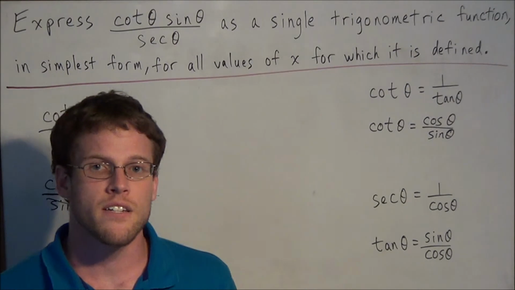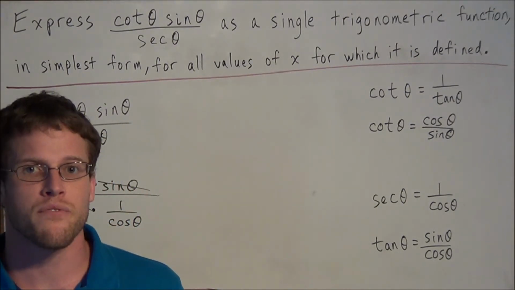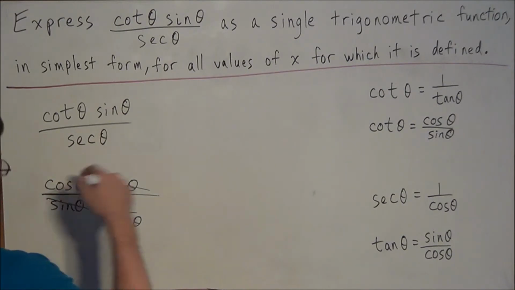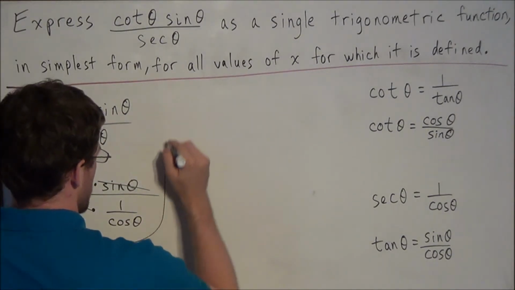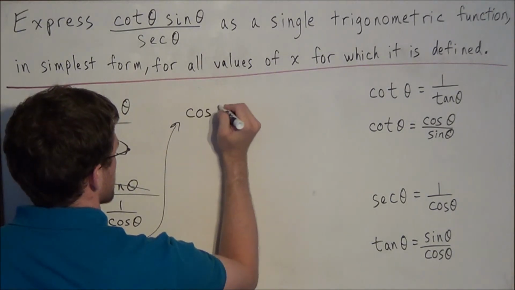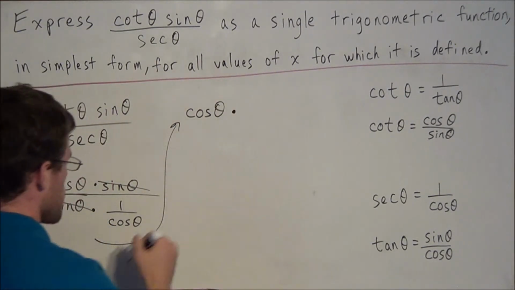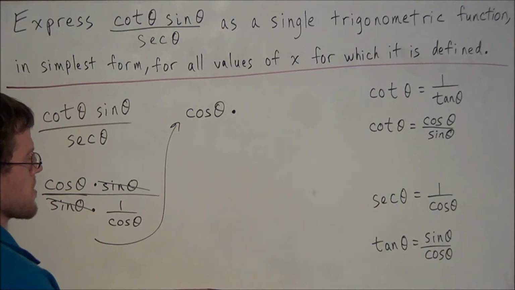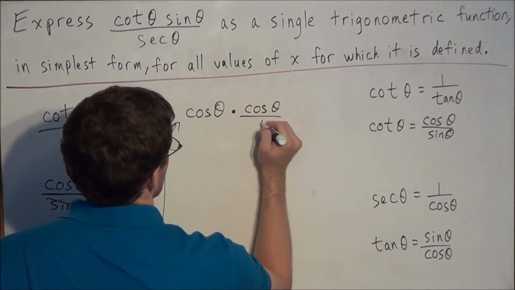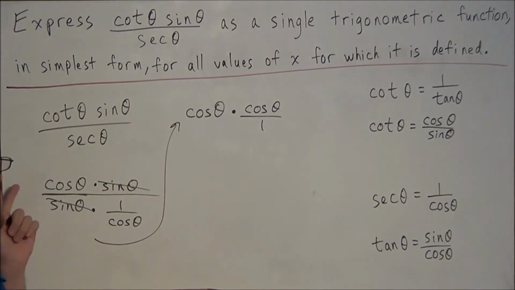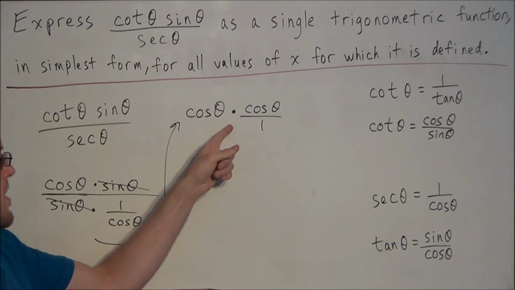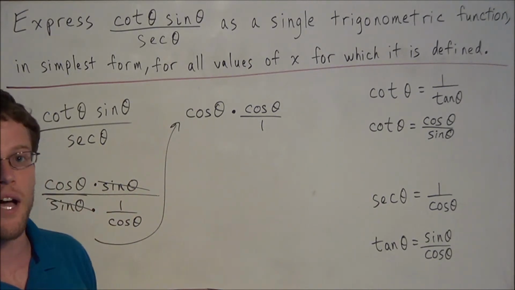And now there's a lot of techniques you could use. Some people are comfortable with the phrase keep, change, flip. But we could change this into, for the next line here, cosine theta times the reciprocal of 1 over cosine theta, which is cosine theta over 1. But for those of you who are familiar with keep, change, flip, we're changing this from division to multiplication, but then we flip the fraction in the denominator.